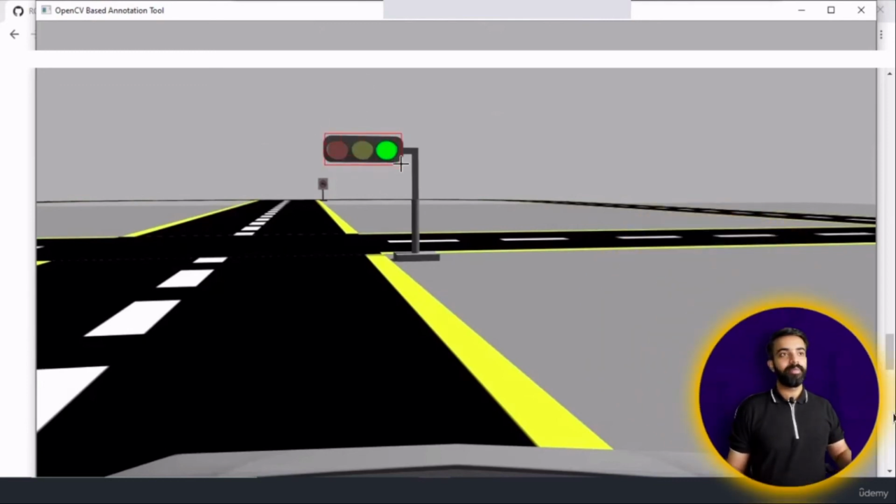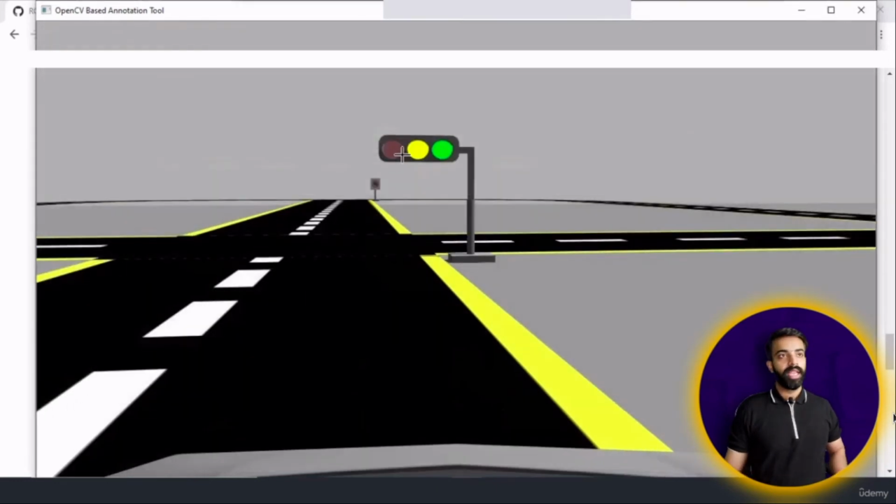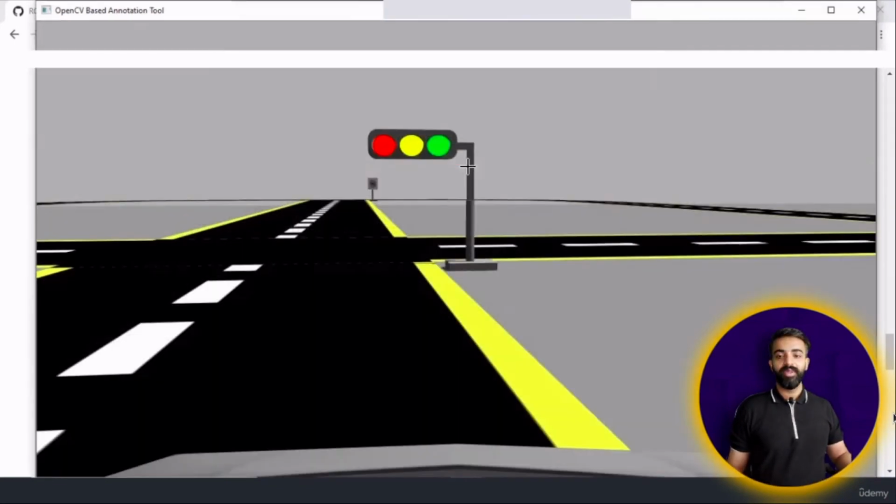How we do this is by pressing the left mouse button at the top of the region of interest that you want to detect, and then pressing the left mouse button again at the end of the region of interest where it closes, then pressing C to confirm that selection, and then pressing N to move to the next window. Then we repeat the same process by pressing the left mouse button at the start of the region of interest, which is the traffic light, then pressing the left mouse button again at the end of the traffic light, then pressing C again to confirm that selection, and then pressing N again to move to the next window.